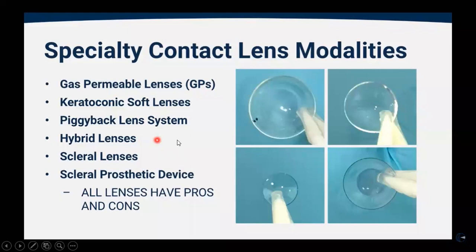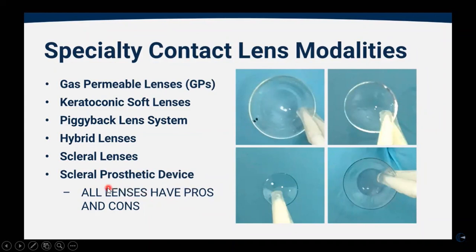Then piggyback lenses, which you cannot see here, the piggyback lens picture is not here, but piggyback is where you put a soft lens, and over the soft lens you put an RGP lens. And then hybrid lenses is this. In the center you have an RGP material, and in the periphery there is a soft material. That's why it is called a hybrid lens. Then scleral lenses, this is scleral. And then there are some scleral prosthetic devices.